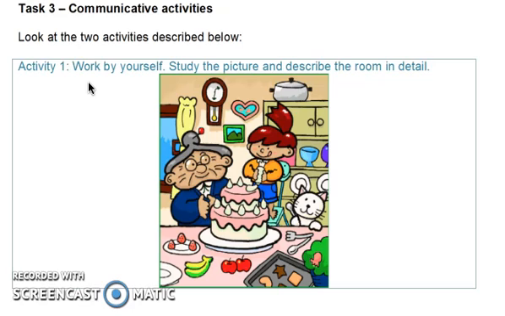So as you can see in activity 1, the students need to work by themselves, and what they need to do is study the picture and then describe the room in detail. It doesn't specify whether or not they need to speak to a partner or write when they do their description. So there is a little bit of ambiguity in the task, and they're working individually.